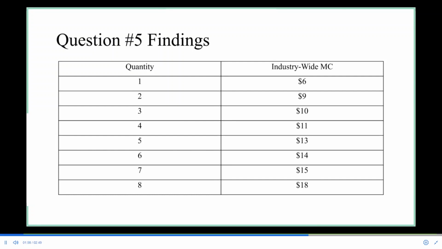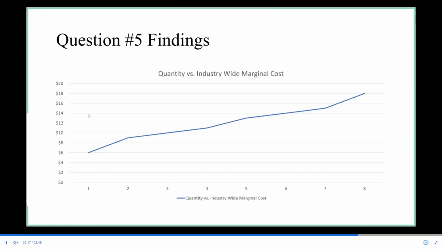firm number 1. We can then see this relationship go back and forth between the two companies, where one is continually producing the additional unit because it has a cheaper production cost. So this is why the progression looks like this. We can graph this relationship between quantity and industry-wide marginal cost with this graph right here, where we can see that the marginal cost growth is not exactly linear, but it does resemble linear progression more than a curve exactly.